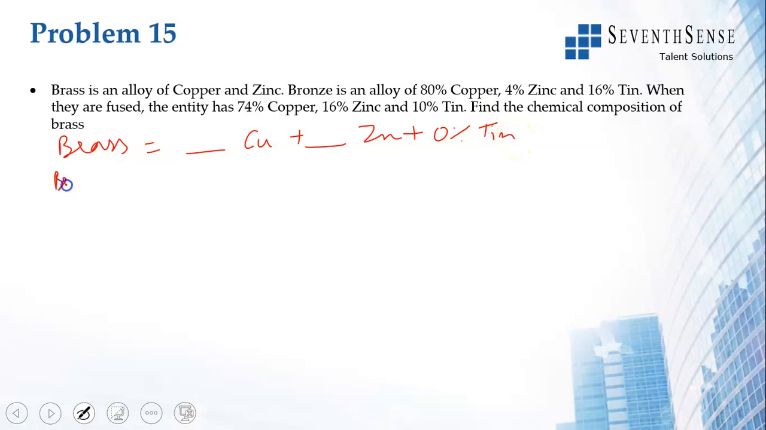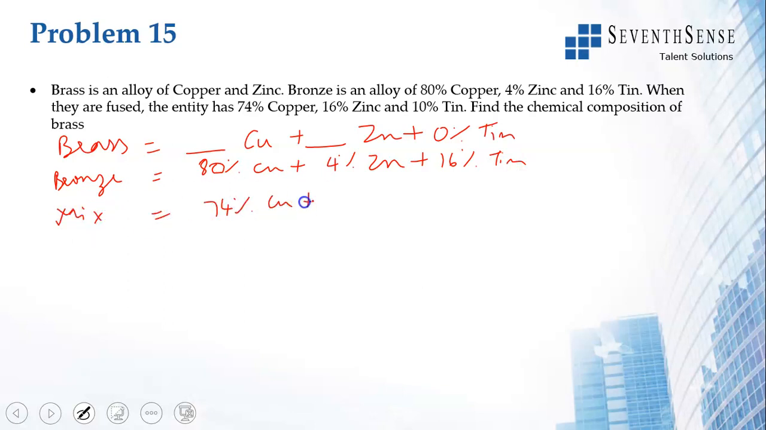And bronze has 80% copper, plus 4% zinc, plus 16% tin. And the mixture has 74% copper, plus 16% zinc, and 10% tin. When bronze, which has 16% tin, gets added to this and becomes this fused mixture, what do we get? The tin is coming only from bronze. Brass doesn't have tin.